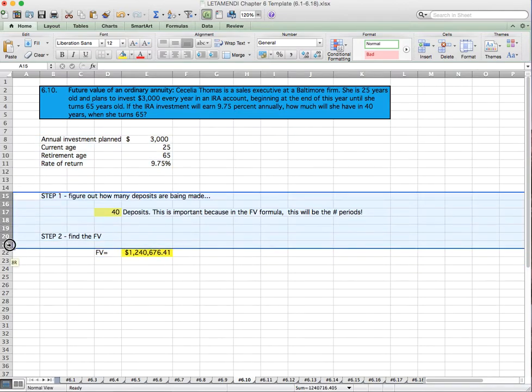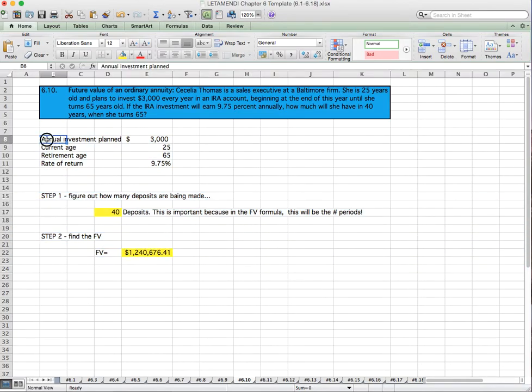Okay, so the given is the annual investment plan is 3,000. Her current age is 25, the retirement age is 65, and the rate of return is 9.75. So the first step is really to figure out how many deposits are going to be made. Okay, so in total, there's going to be 40 deposits.